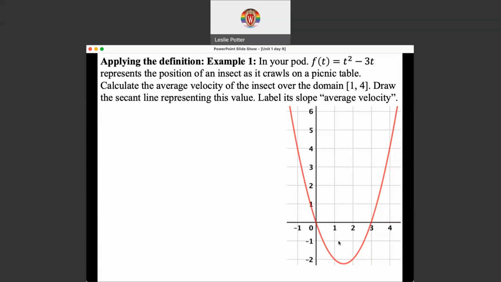We can see that this insect starts at the origin because its position is 0 at time 0. It crawls in the negative direction, and it looks like maybe a little more than 2 meters away. Then it stops and turns around and comes back to the starting point, and it takes 3 seconds to do that. Then it passes through the starting point and keeps walking away from us. Okay, so that's what the insect is doing.